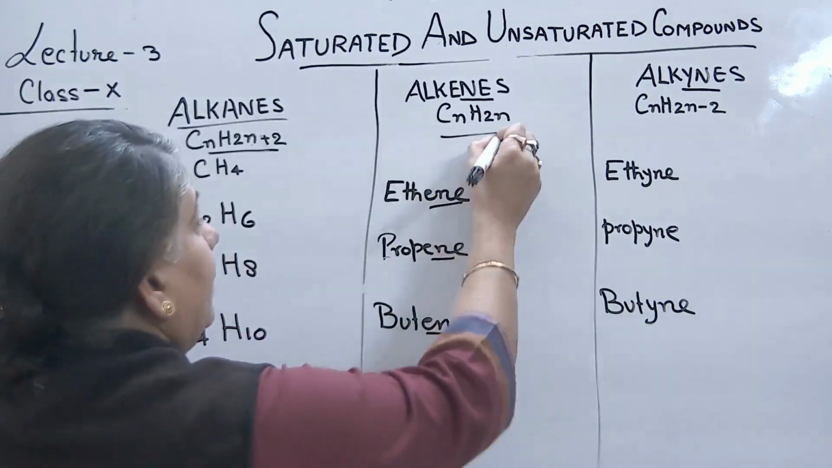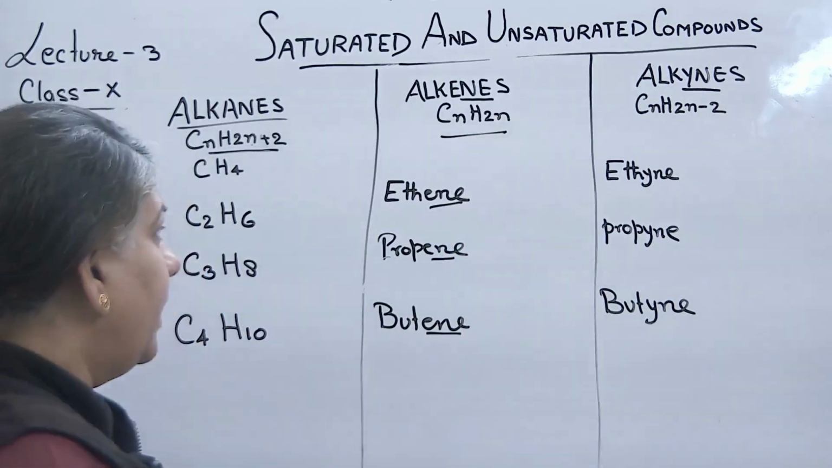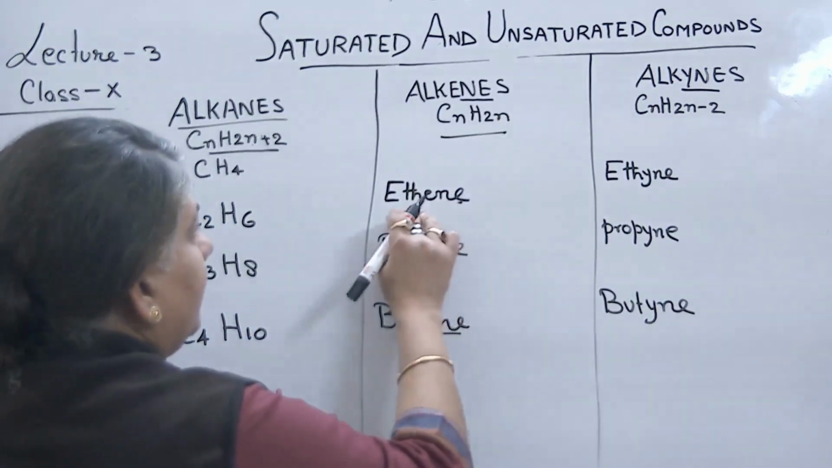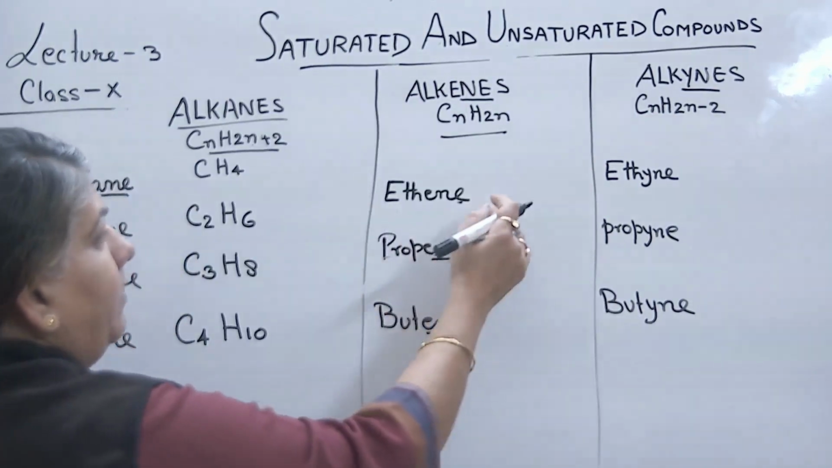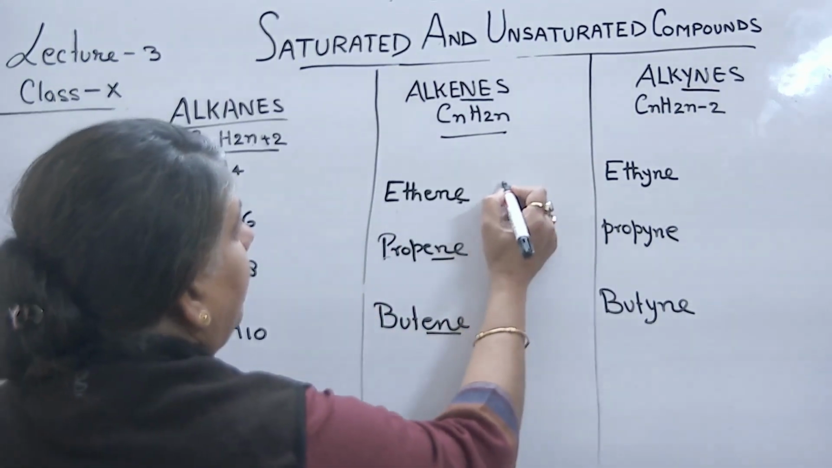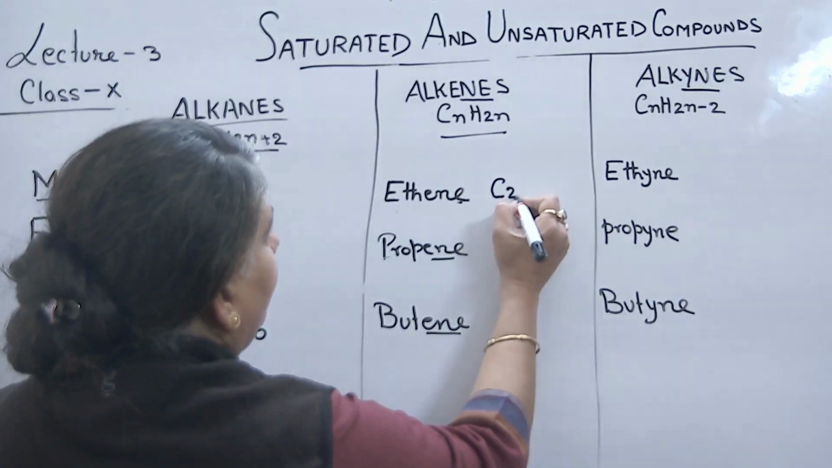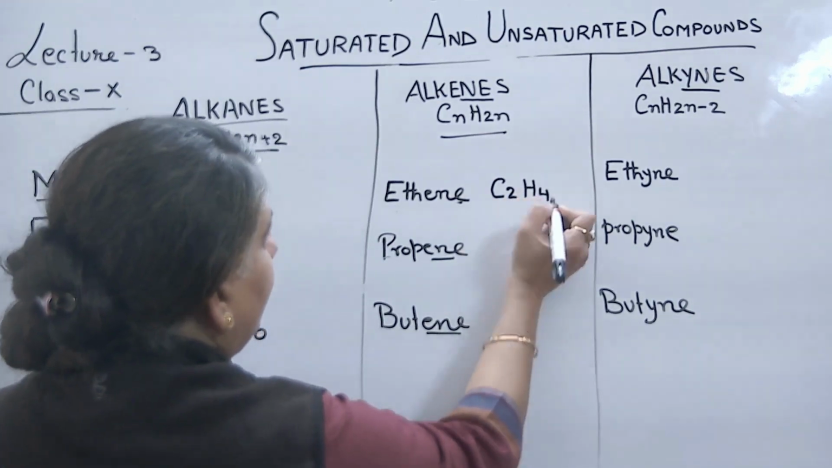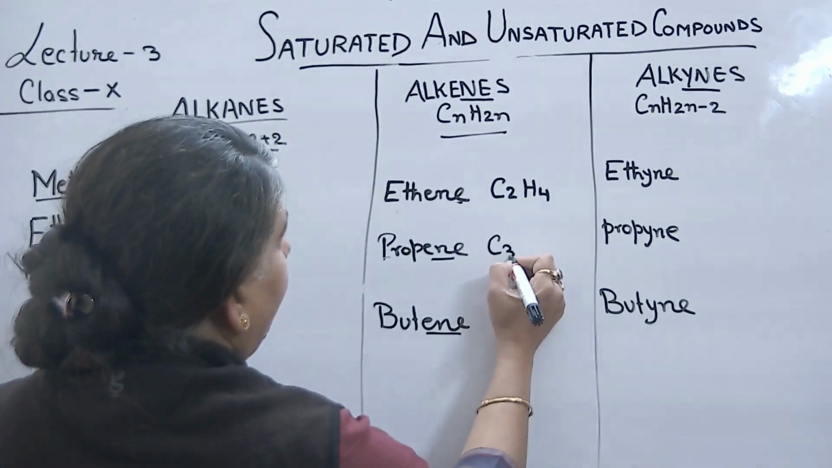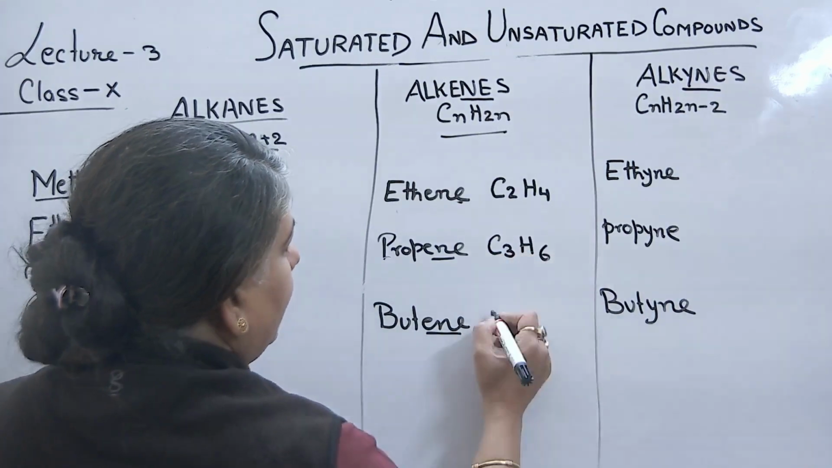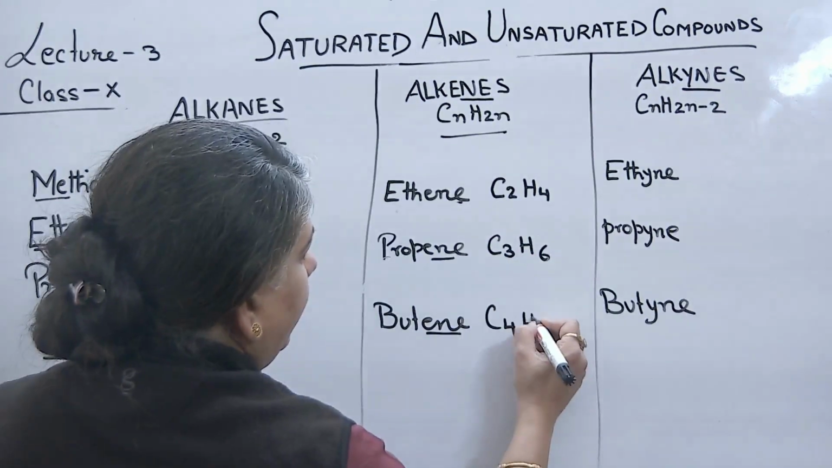Now using this formula CnH2n, again fill. For ethene, n will be 2. So the compound will be C2H4, C3H6 and C4H8.